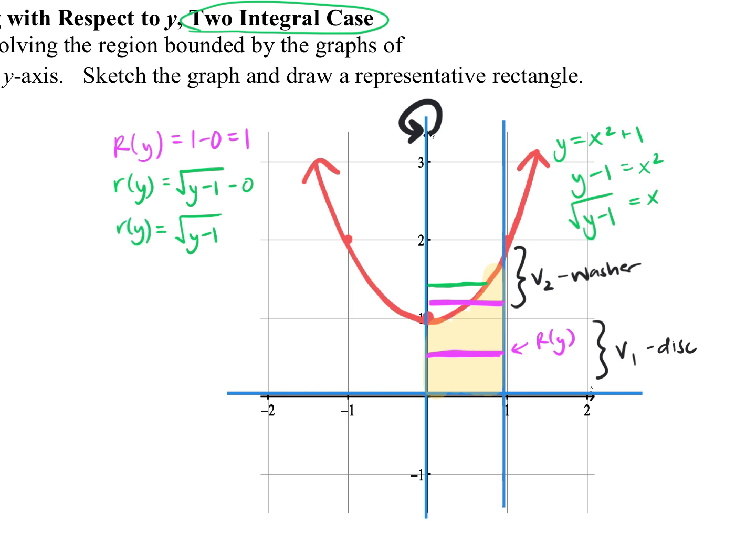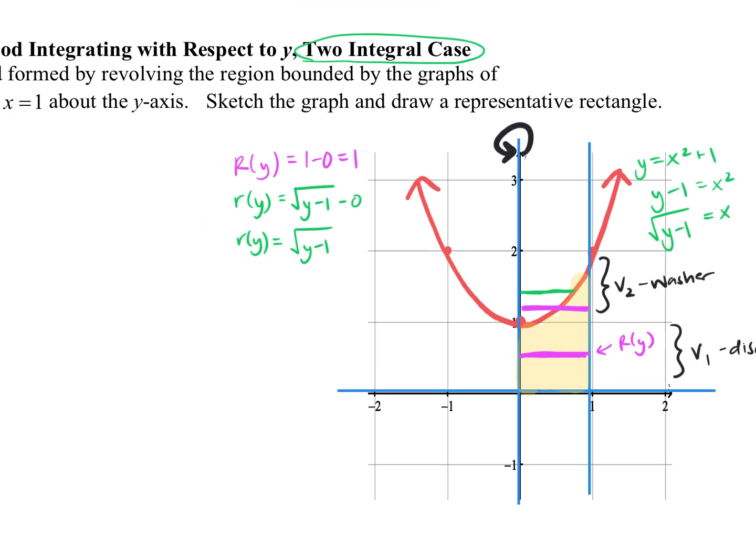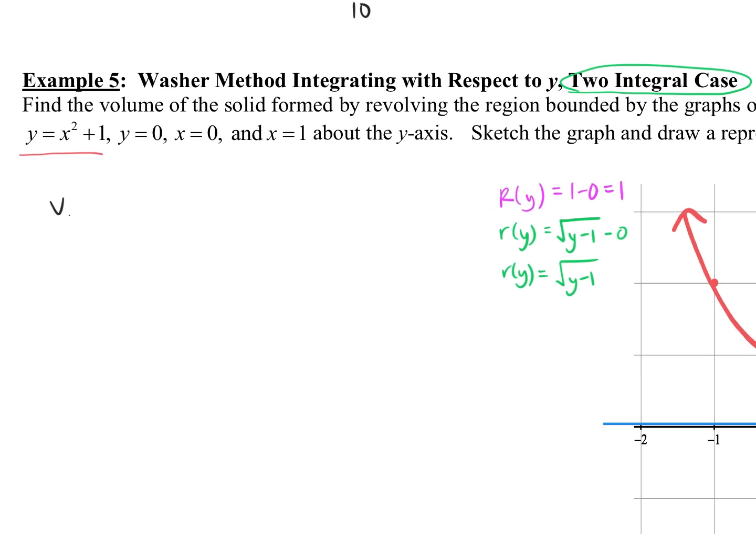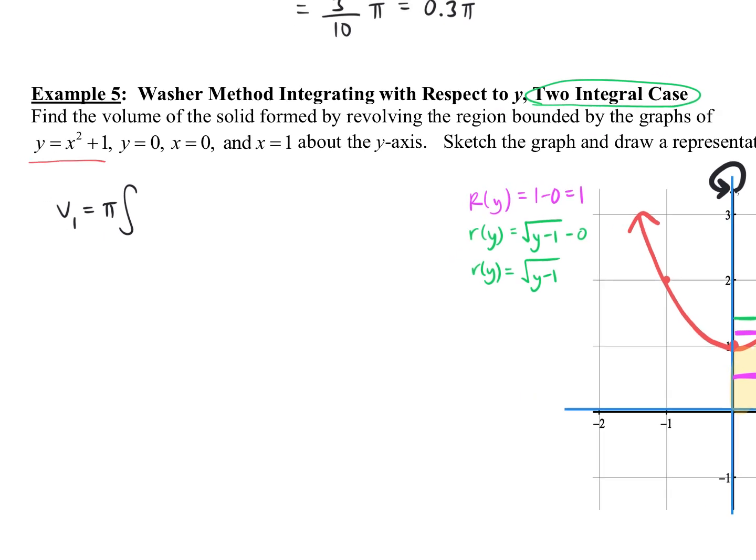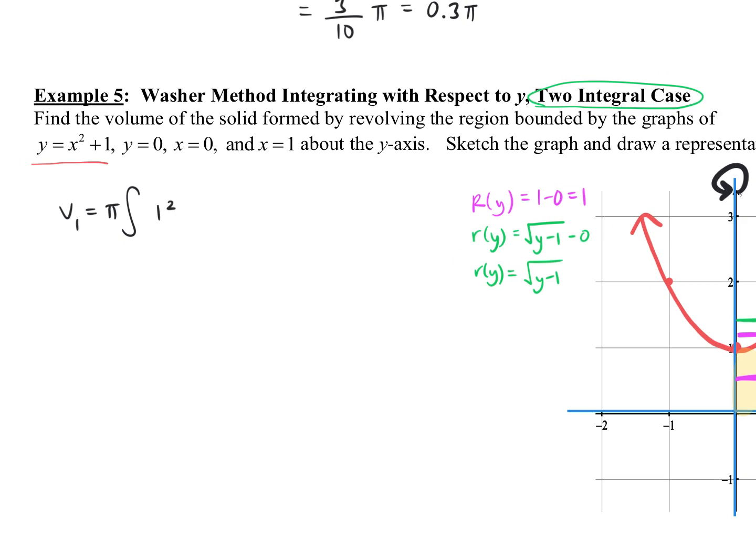Okay, are we okay with those two values? Big R of y, little r of y. Okay, so now I can find the volume of these two pieces individually, and then we can just add these two things together, okay? So my volume 1, my disk, is just going to be pi times the integral of 1 squared dy, because there is no subtraction needed because it's a disk, right?